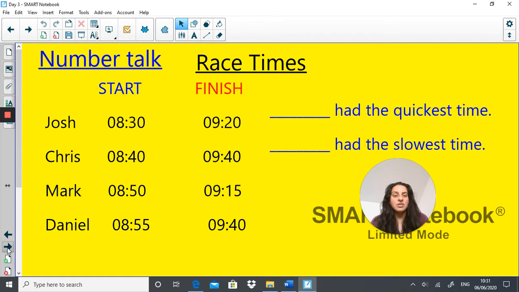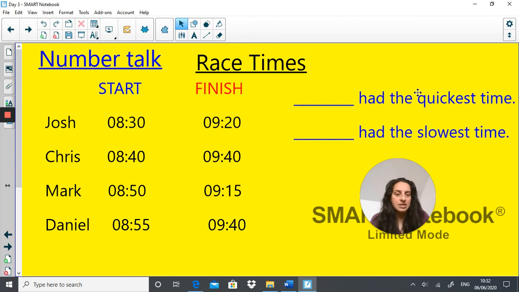So number talk's quite a long one. It requires a bit of work for you to work this out. So you have race time, start time and finish time. 4 children, Josh, Chris, Mark and Daniel. And I want you to work out who has the quickest race time, and who has the slowest race time. I'm not going to tell you how I expect you to answer that question, and hopefully you'll remember from yesterday how you'd work that out. So off you go, pause the video.